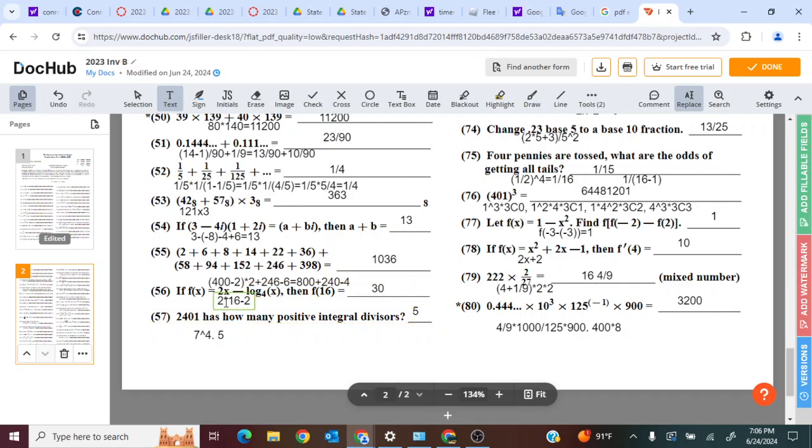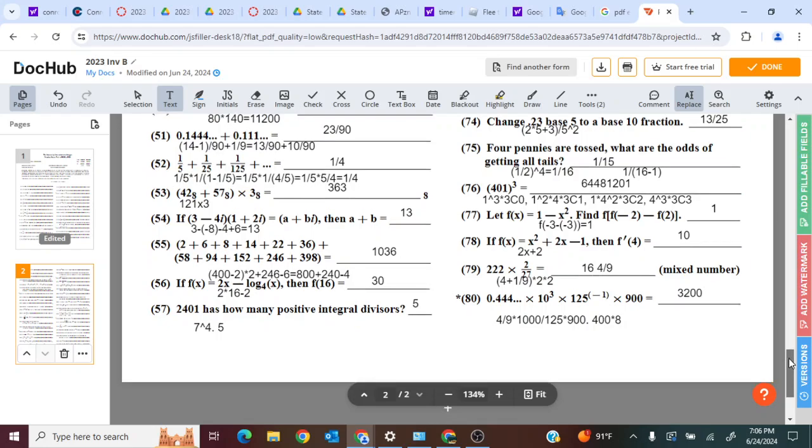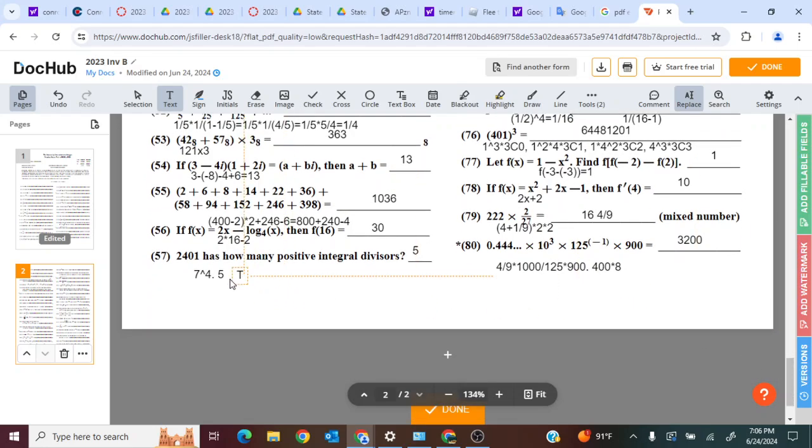56, just plug it in. 2 times 16 minus 2, log base 4 of 16 is clearly 2. If you don't know what log base is, talk to your algebra teacher.